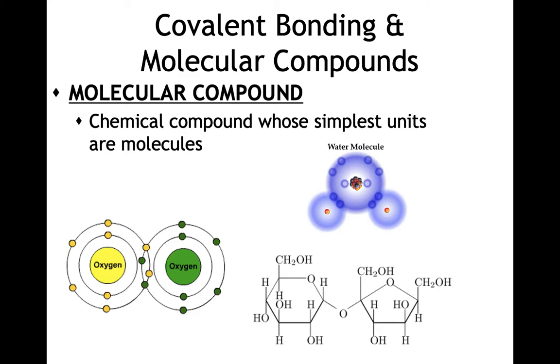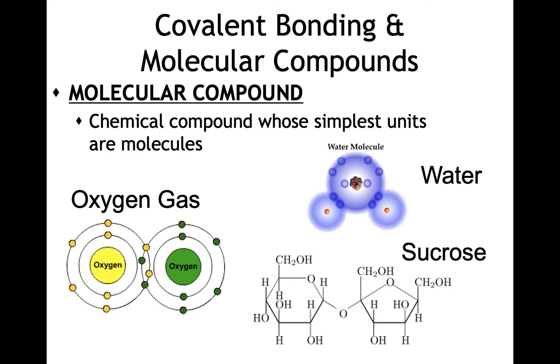When we see a chemical formula for a molecular compound, it is the simplest whole number of those atoms in the compound. It's the actual number of atoms in that compound versus an ionic crystal, which is a ratio of the atoms in the crystal lattice. Again, just the names of those substances: oxygen, water, and sucrose.